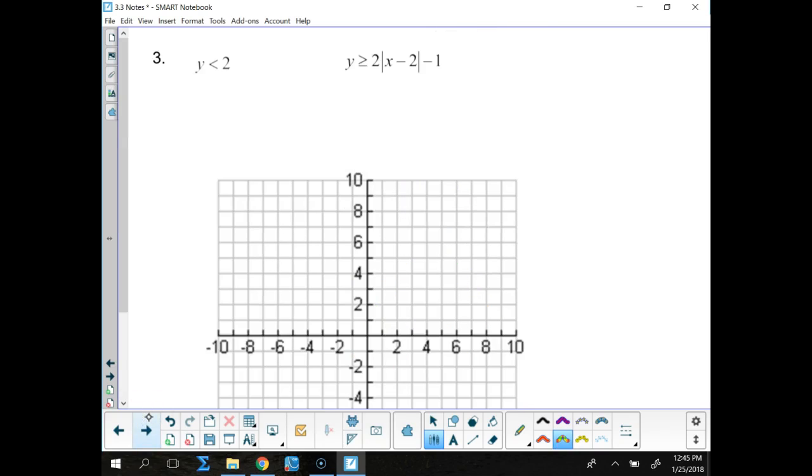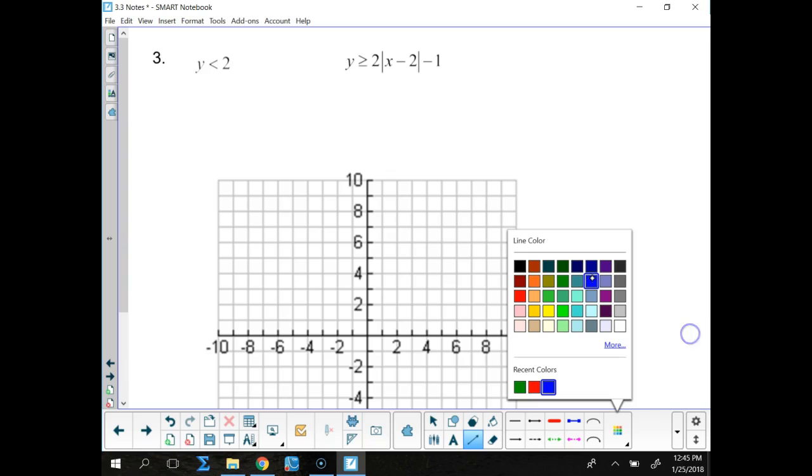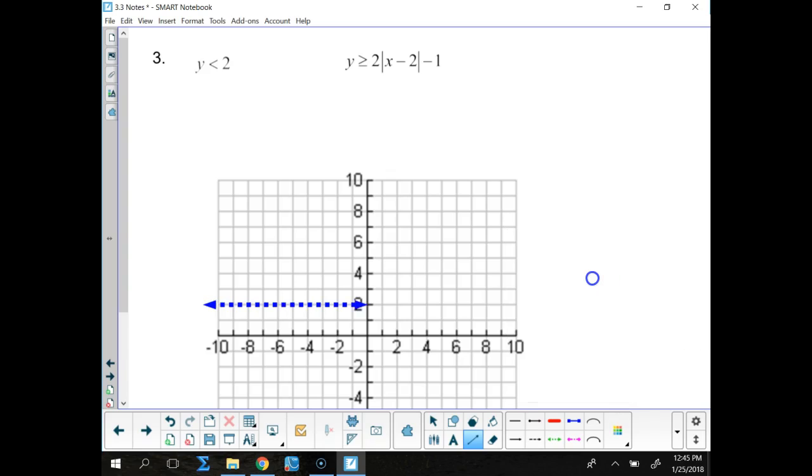y is less than 2. What kind of a line is that? Horizontal, solid or dashed? Dashed. Did I go through the origin? No. Zero less than 2, true or false? That's a true statement.